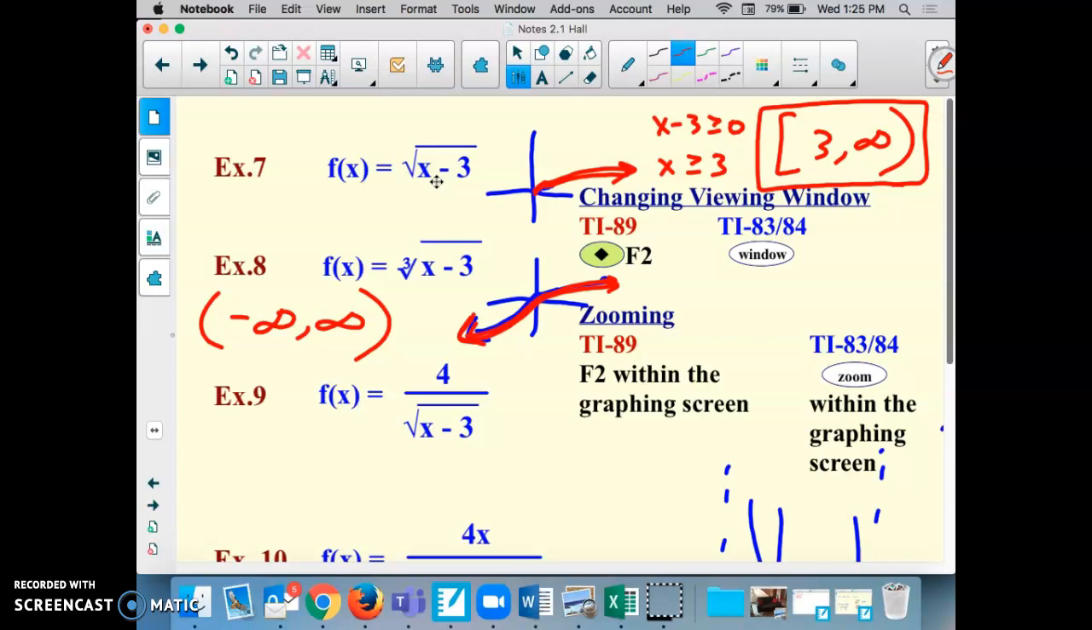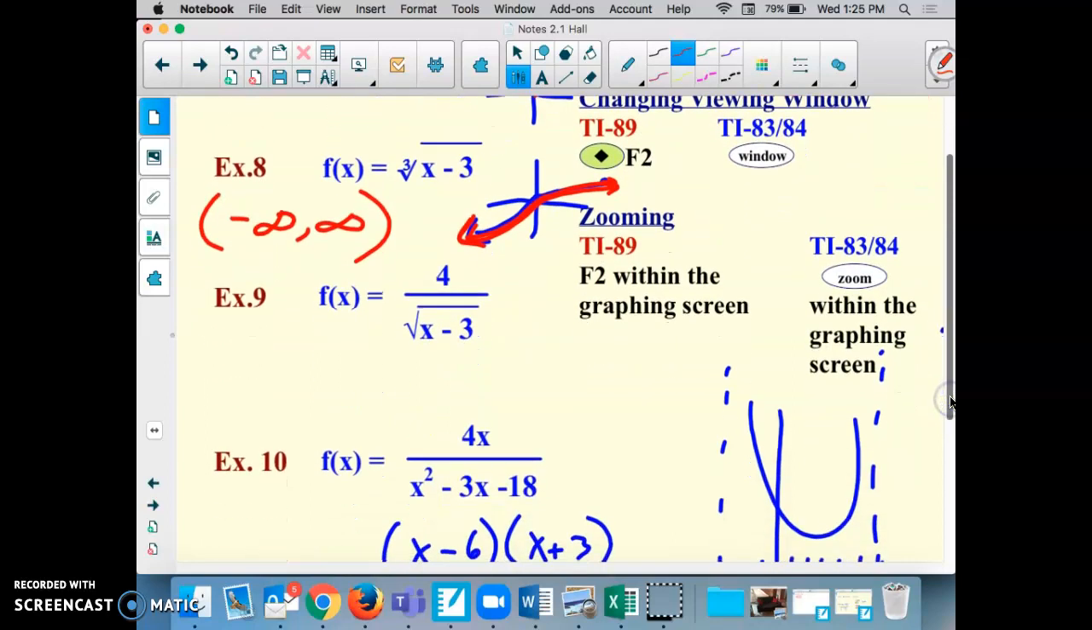Example 9. Example 9 has a combination of two of them that I've already told you about. It has a fraction and it has an even root. So when you have a fraction and an even root, you still got to talk about the radicand, x minus 3. But before, when it was an even root, it had to be greater than or equal to 0. So first of all, it has to be greater than, but it can't be equal to 0 because of the fraction.